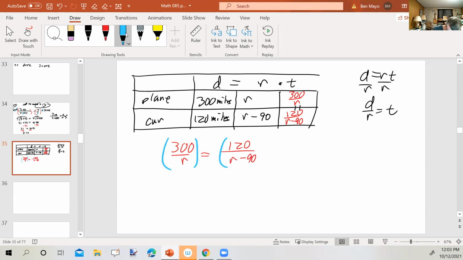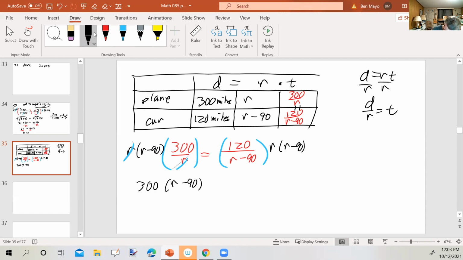Multiplying both sides by the LCD, which is r times r minus 90. On the left side, the r's reduce out. That doesn't show up very well. And so we're left with 300 times r minus 90. On the right, the r minus 90s cross out, and we're left with 120r. Distributing on the left, 300r minus 27000 equals 120r.